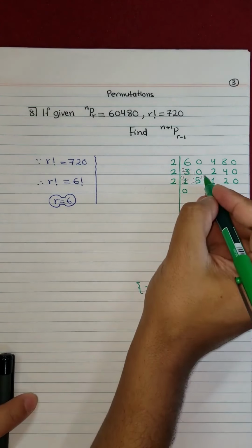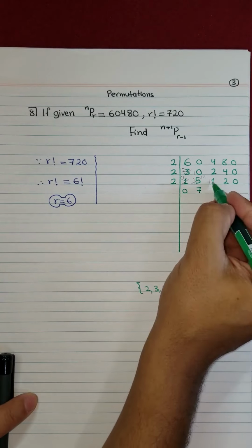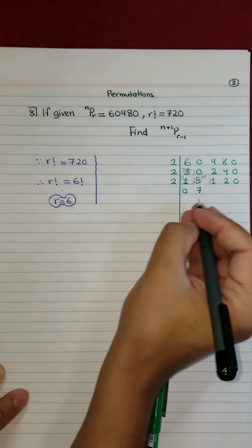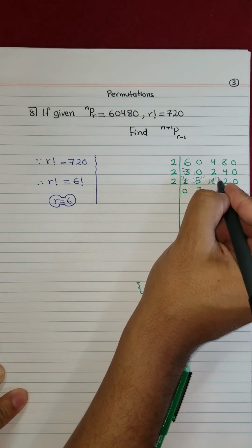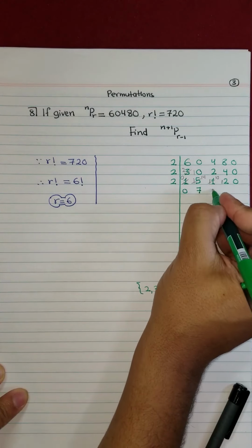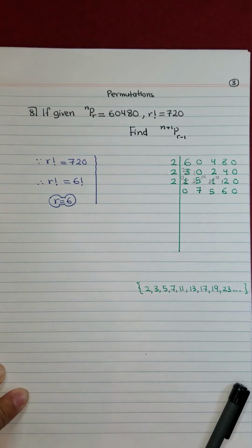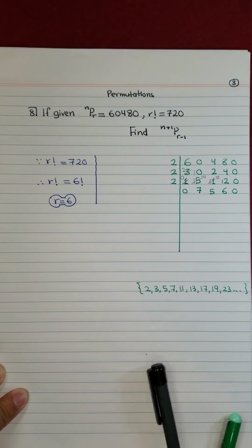So 14 divided by 2 is 7. 11 divided by 2 is not possible, so we reduce this 11, it becomes 10, and this becomes 12. So 10 divided by 2 is 5. 12 divided by 2 is 6, and then 0 divided by 2 is 0. I hope this is clear so far.